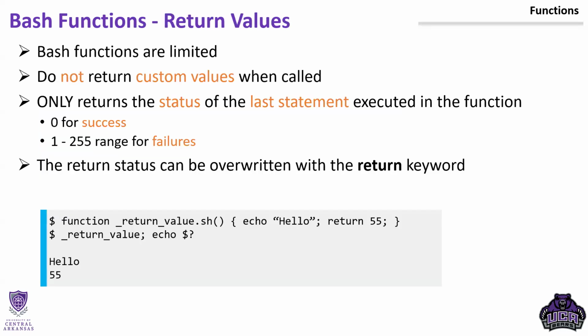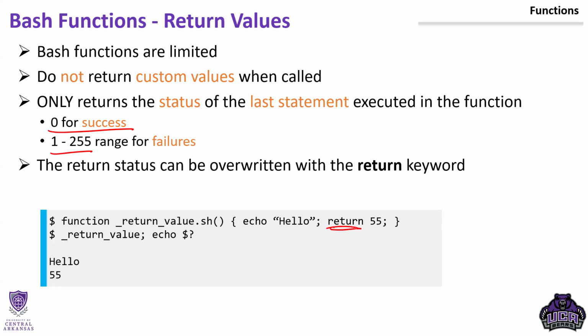Now, make sure you remember that because we're going to come back to it. Now, this is some of the odd stuff about functions. They are quite limited in Bash, but they get the job done for the most part. They really only return success or failure. So 0 for success, or 1 through 255.